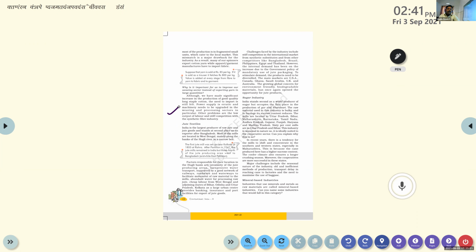What is that? Erratic power supply. Power supply is not regular. And at the same time, the machinery that we are using in Indian mills is old, and upgradation is necessary. You have to upgrade these machines and adopt new technology to utilize the available cotton material or cotton yarn in our country. Other problems are the low output of labor and stiff competition with the synthetic fiber industry.